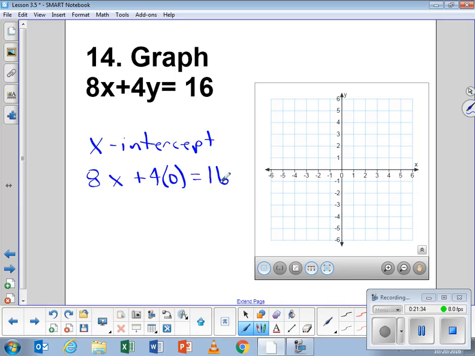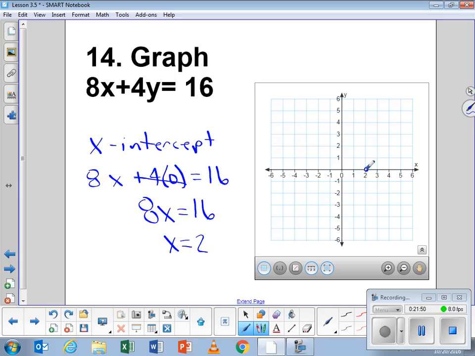What happens to my 4 times 0? It cancels out, so it's 0. So it's just nothing, is it? Yeah. So 8x equals 16. 16 divided by 8 is 2. Okay? So the x-intercept is 2.